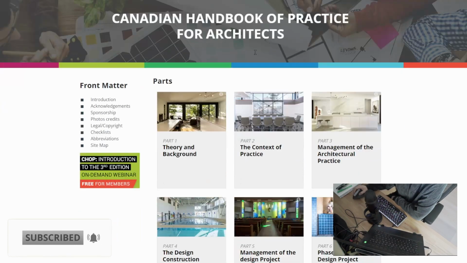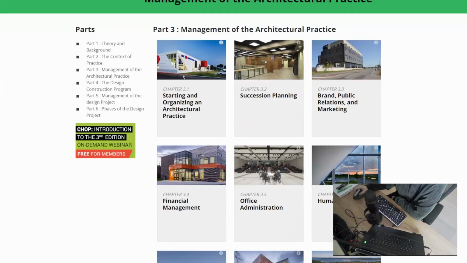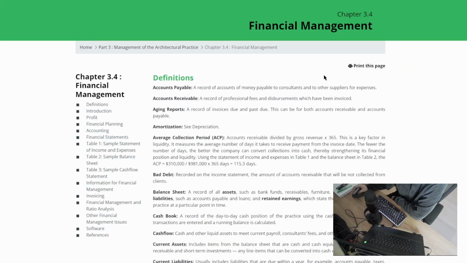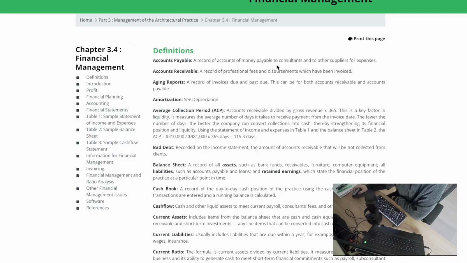Going through the Canadian Handbook of Practice for Architects, Part 3, Chapter 3.4, Financial Management. Starting off with some definitions.